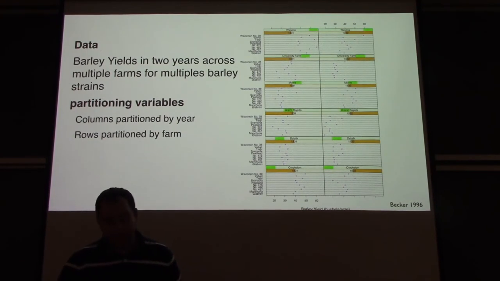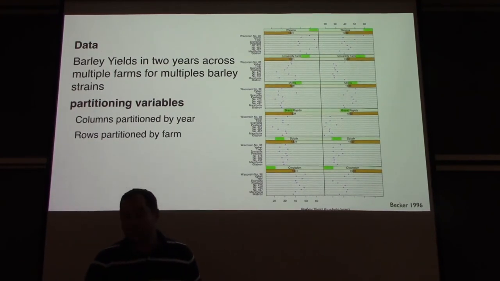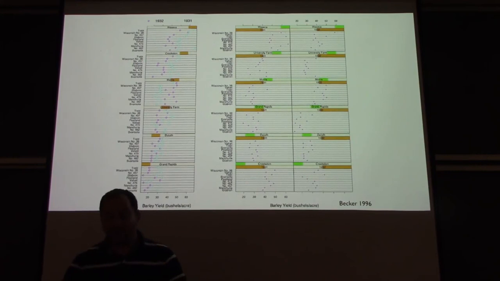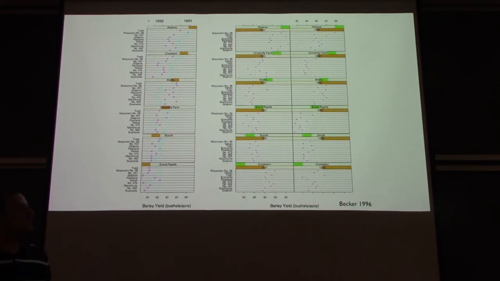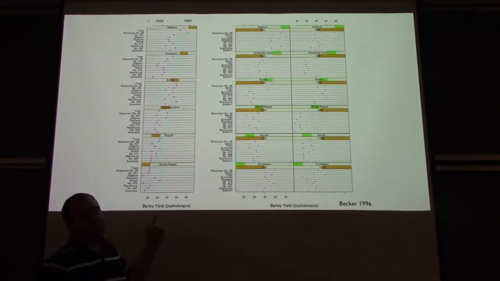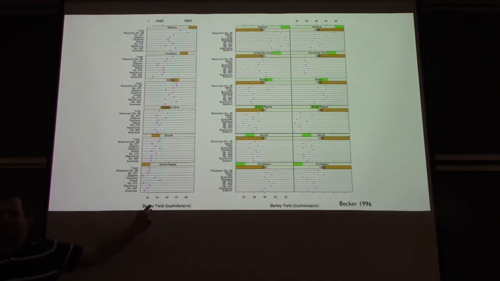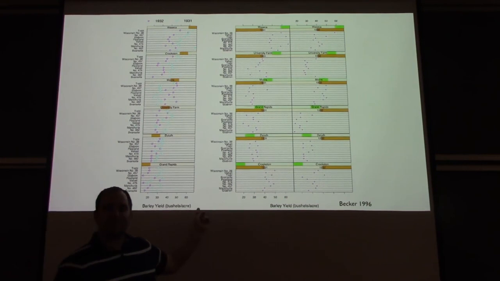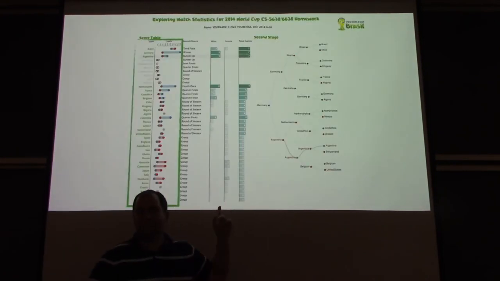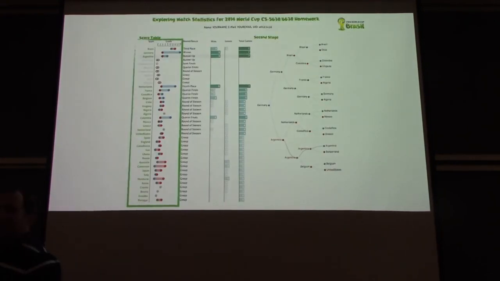So columns partitioned by year, rows partitioned by farm. A different approach would be to not partition it out, but to use color. Does this chart look familiar to anybody? Anybody looked at homework 5? This is what we have in homework 5, right?